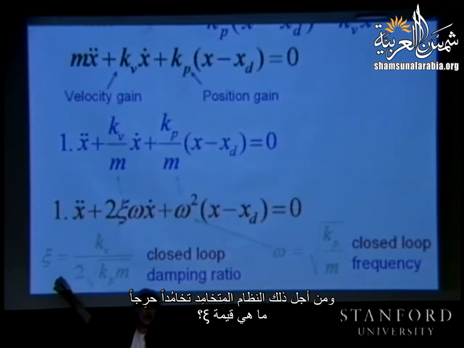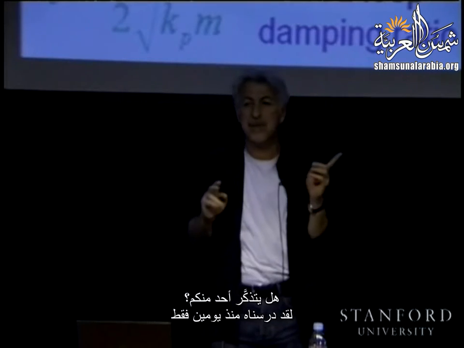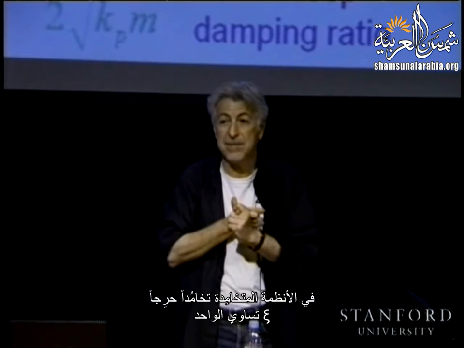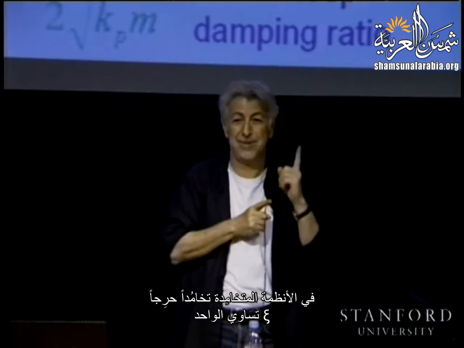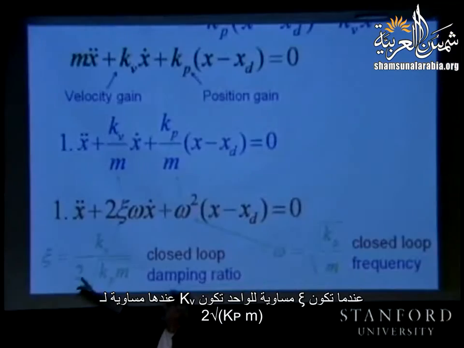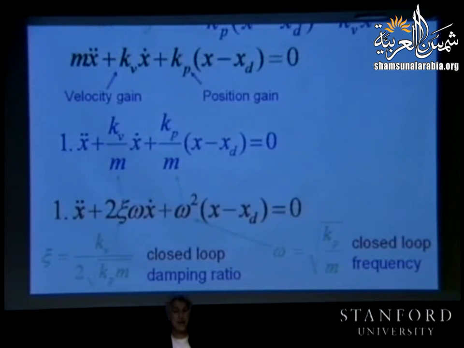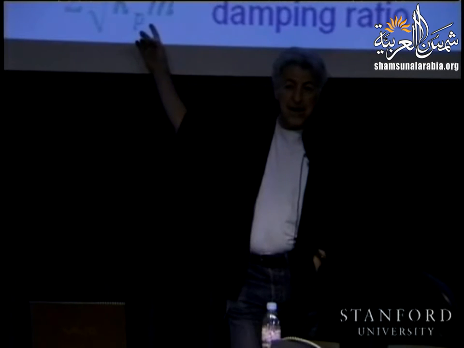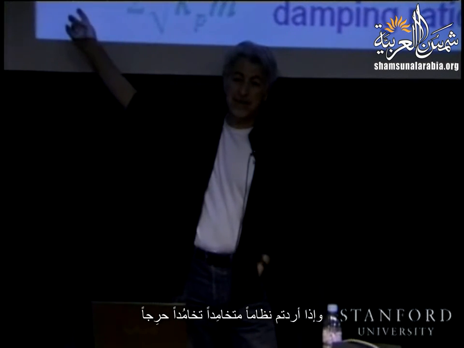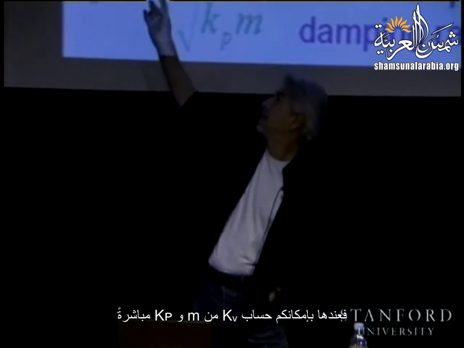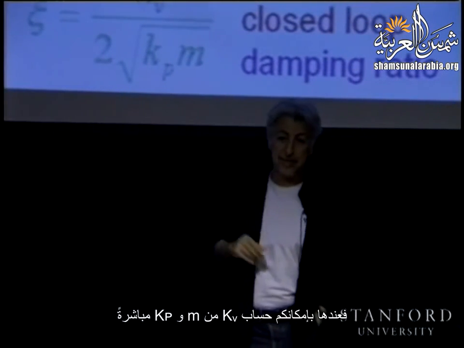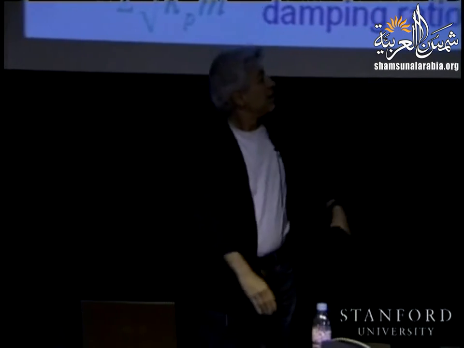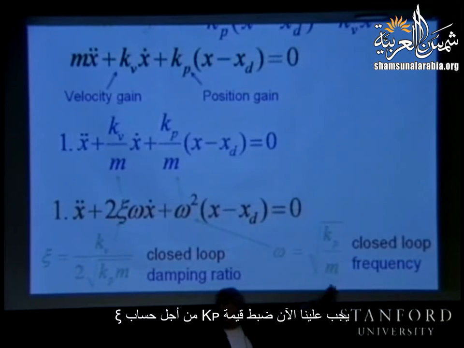And for that critically damped system, what is the value of zeta? Anyone remembers? It was only 2 days ago. For critically damped systems, zeta is equal to unity, 1. When zeta is equal to 1, that is when KV is equal to 2 square root of KPM, you have a critically damped system. So if you already selected your KP, and you want a critically damped system, then immediately you can compute KV from M and KP, right? So basically, you are trying to set zeta. What about omega?